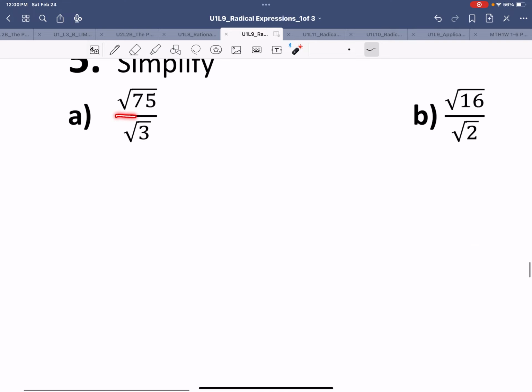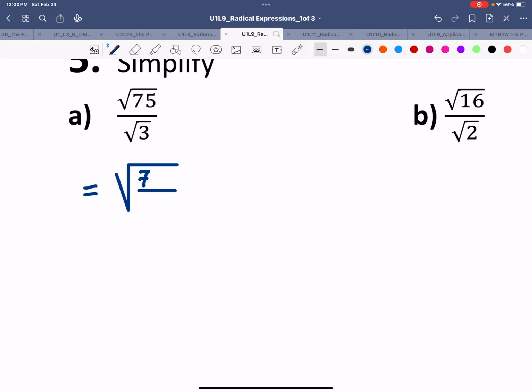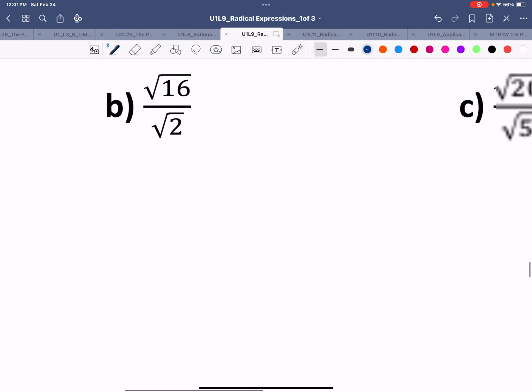So here we have division of two radicals of the same index. So we can divide because the indices are the same, and we'll rewrite this as the square root of 75 divided by 3. Simplify the expression inside the radical, that's 25, and we can evaluate this. In this case, square root of 25 equals 5. Let's continue with the next question.